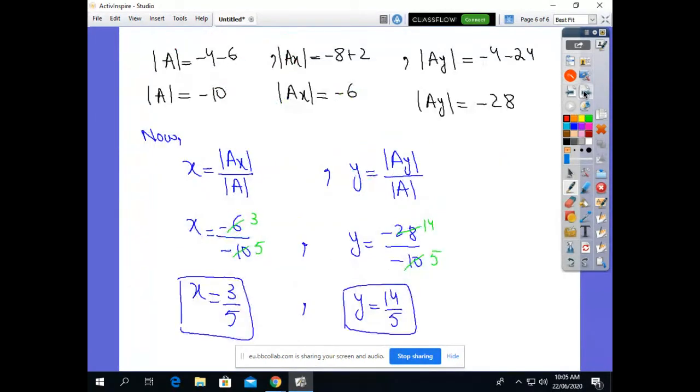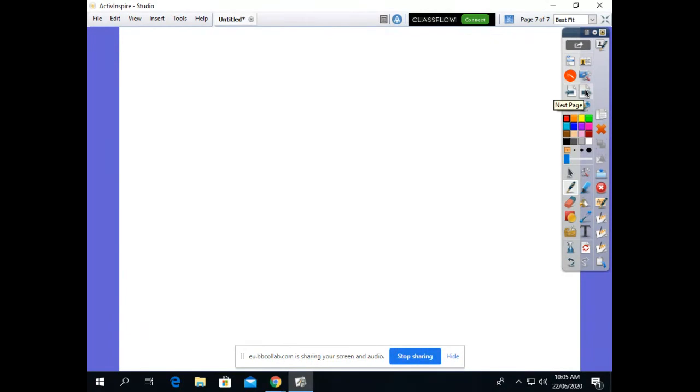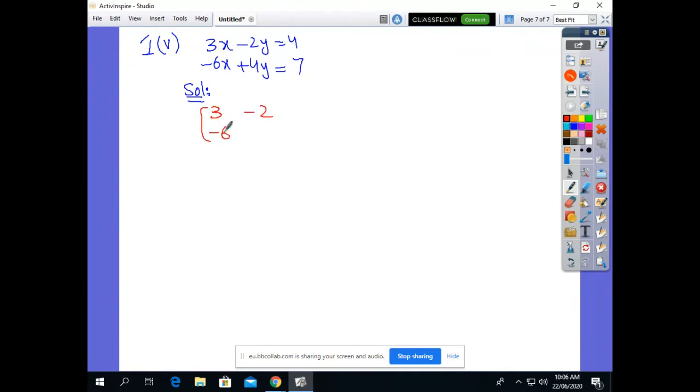Now we move on to the next question. The next question is part number 5: 3x negative 2y is equal to 4, negative 6x positive 4y becomes 7. Similarly, we convert these equations into matrix form. It becomes 3, negative 2, negative 6 and 4; x and y; is equal to 4 and 7.